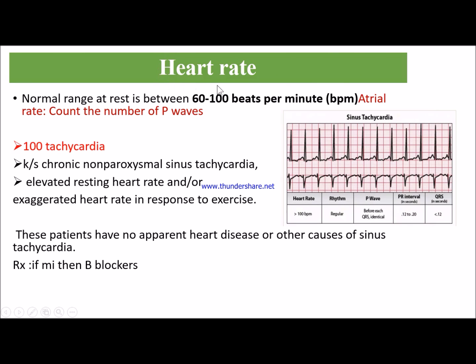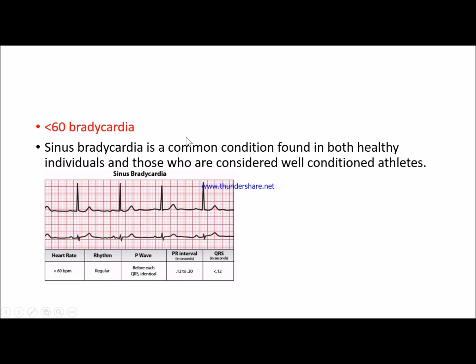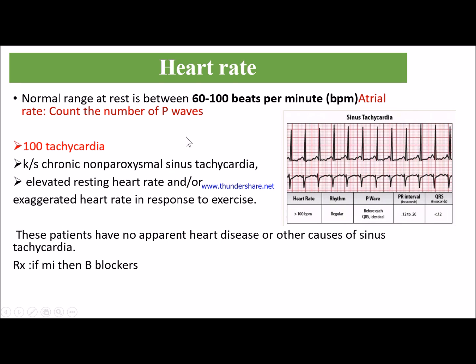How do we calculate the heart rate, and what is the importance of the heart rate? A normal heart rate ranges from 60 to 100 beats per minute. We need to know the atrial rate, so we should count the number of P waves: 1, 2, 3, 4, 5, like this. If the patient has sinus tachycardia, the rate will be greater than 100 beats per minute. As we can see, this is 300, so it is more than that.